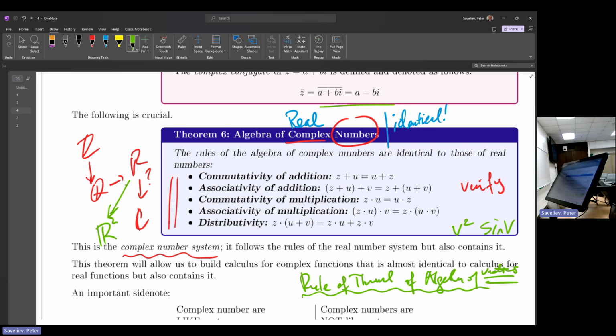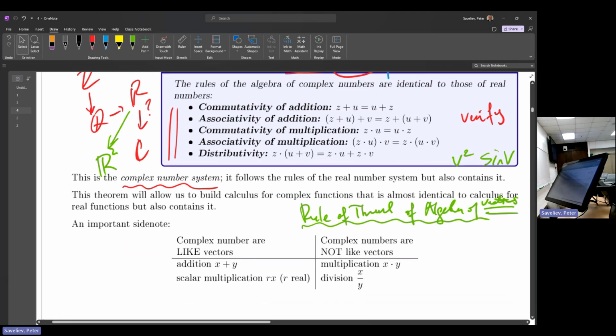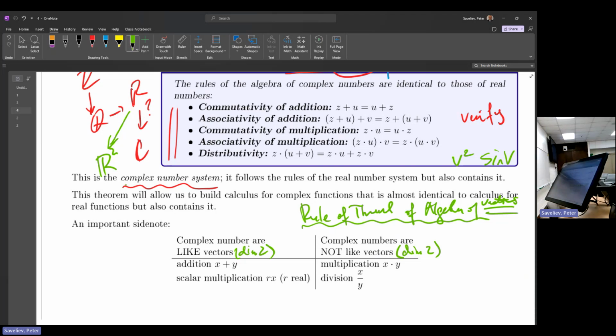There are fewer properties. Well, actually more properties for vectors than for numbers, since there's no multiplication of vectors, so we didn't have to worry about distributivity. So what's the difference? Here I'm talking about complex numbers versus vectors of dimension 2, which we concentrated on, and it's very much similar, except that we added multiplication and division to the mix. We were not able to do multiplication of vectors, but we can do multiplication of complex numbers. Nonetheless, the rest is the same.